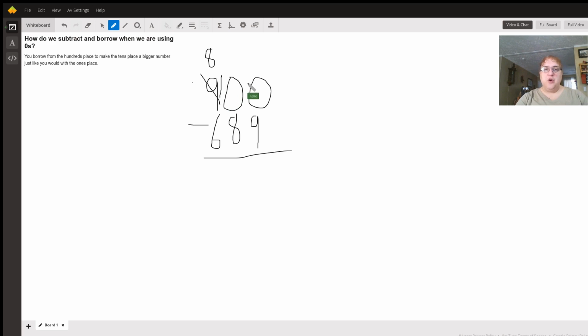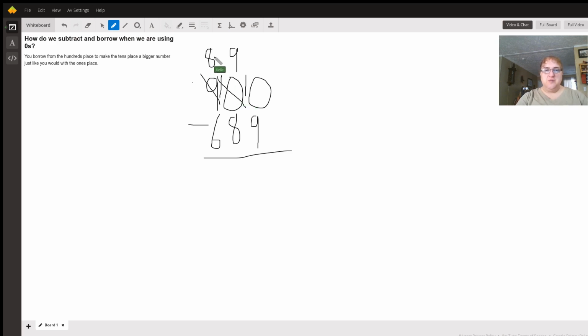Well, now we're going to go back to the ones place, and we can do what we said before, which is starting in the ones place. We need to make this 0 in the ones place a bigger number because we cannot take 9 from 0. So we are going to borrow in the tens place from that 10. When we take 1 from 10, we have the 9 on top, and we put the 1 in the ones place next to the 0 to make it a big number.